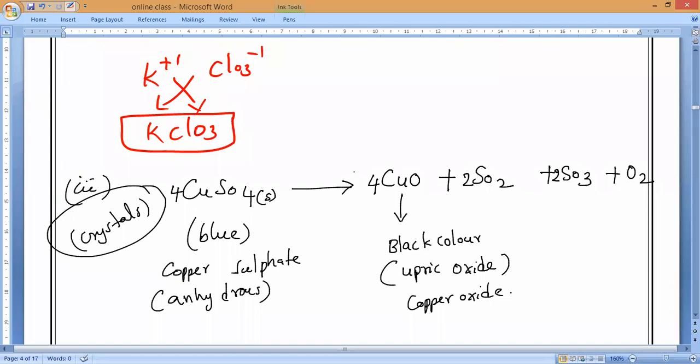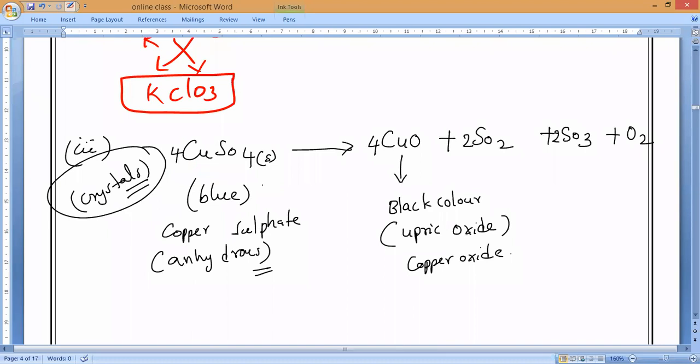If water is present, we call it hydrated, hydrous copper sulfate. If water is removed, anhydrous. But when we are taking crystals, it is hydrous. First it will heat, water will evaporate, and only later this further reaction will take place. This is also a very, very important decomposition reaction. All of you should remember. Clear, guys?